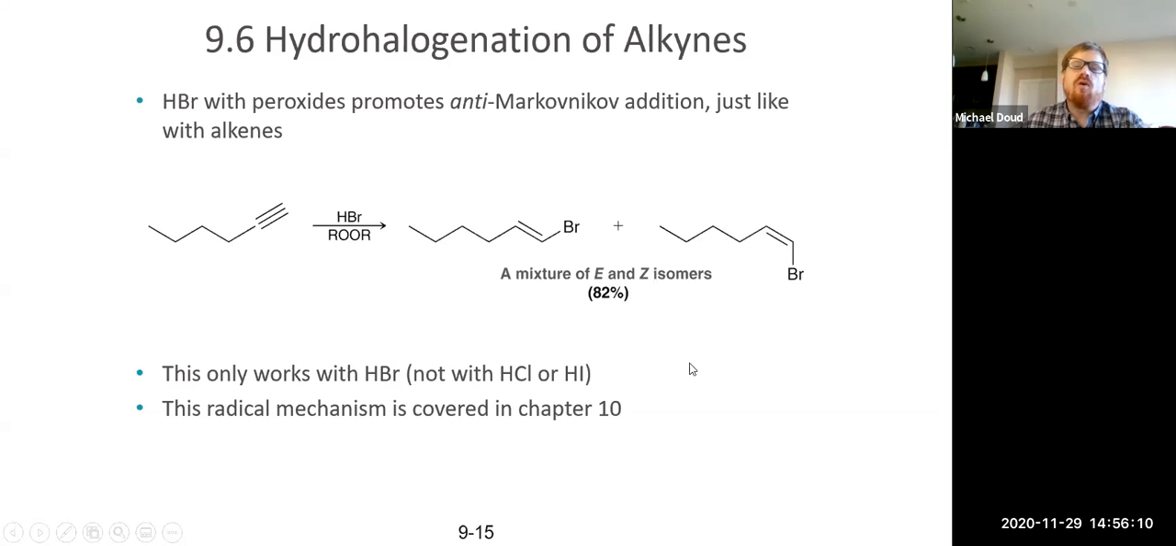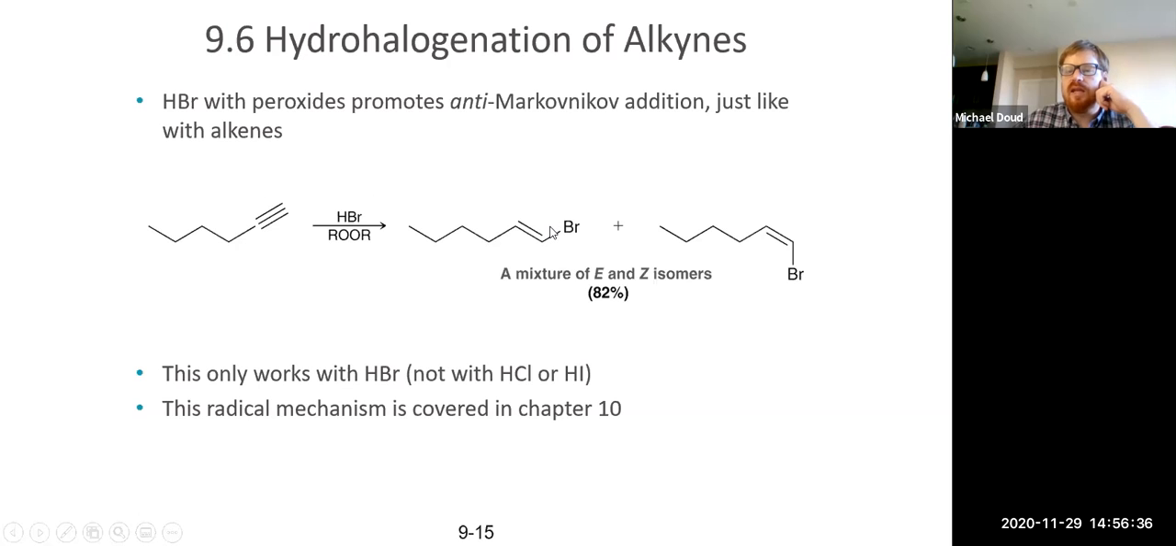Okay, so now that was hydrohalogenation. Now, if you remember, if you do hydrohalogenation in the presence of peroxides, that's this ROOR down here, these will add anti-Markovnikov. So in other words, rather than having the H go to the less substituted carbon, now it's going to go to the more substituted carbon. The bromine goes to the less substituted carbon.